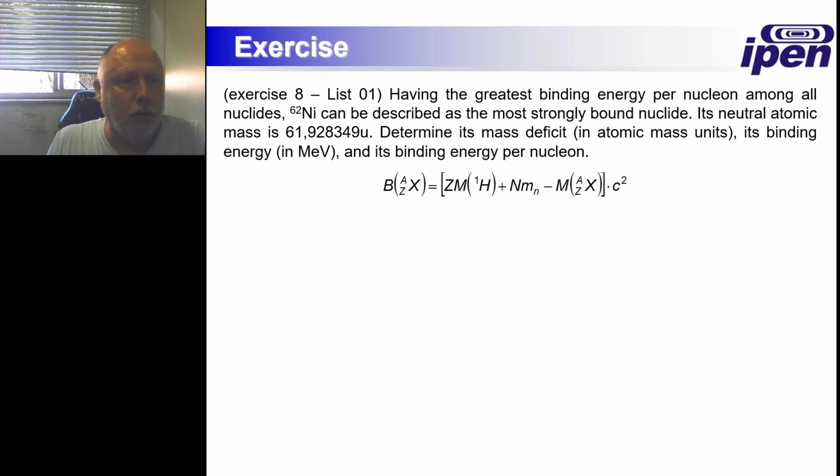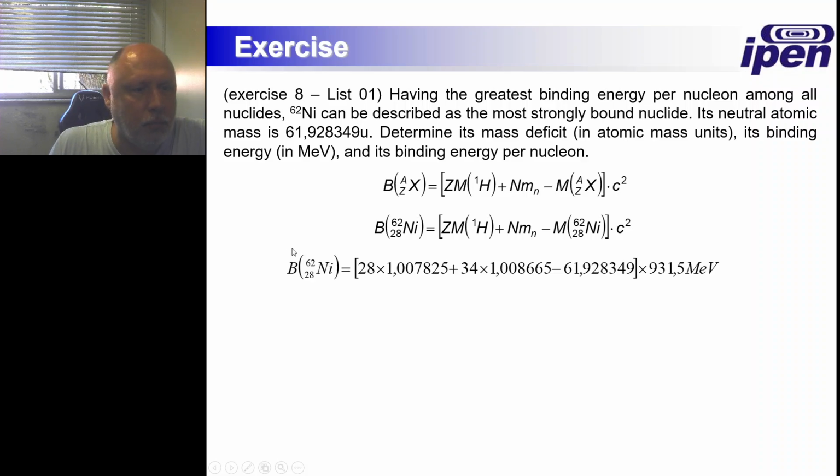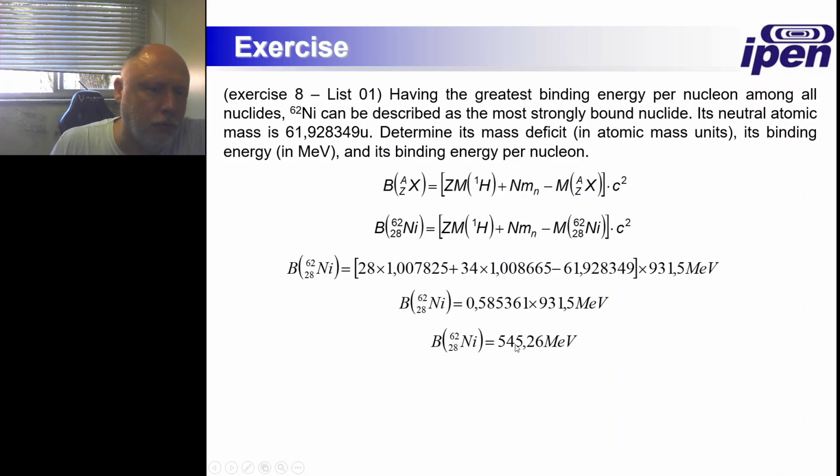So first of all, our old friend here, we just substitute here, and you see hydrogen 1 again to avoid problems with these electrons. And we have then the mass. This is the binding energy, right, which goes up to 545 mega electron volts.